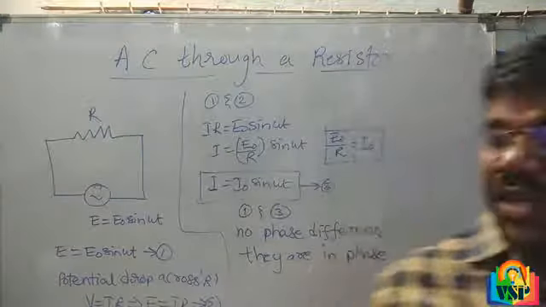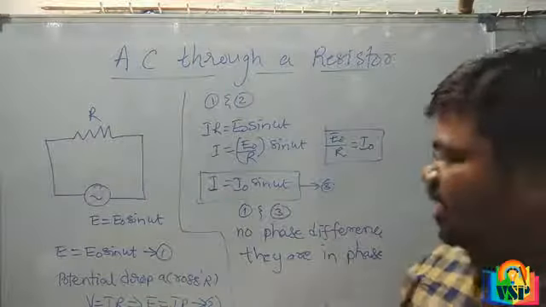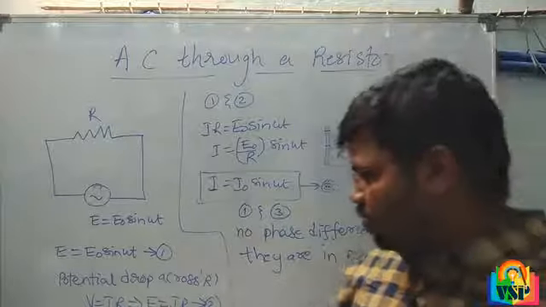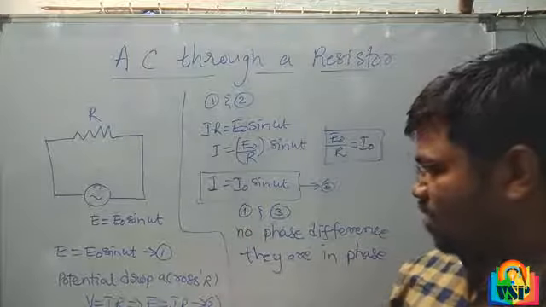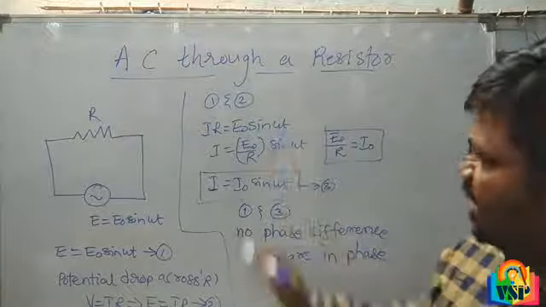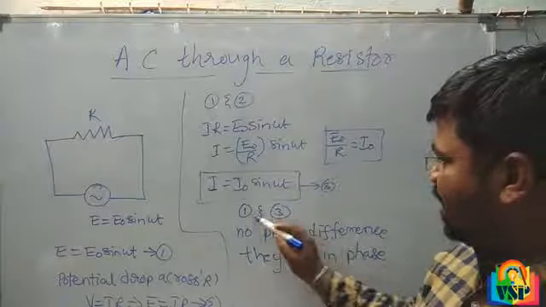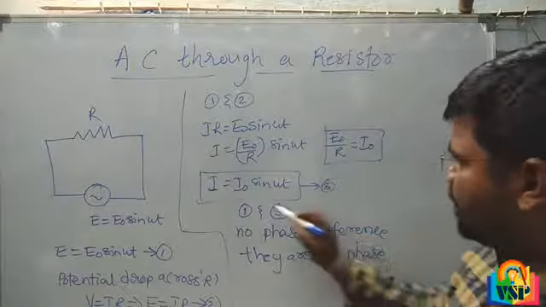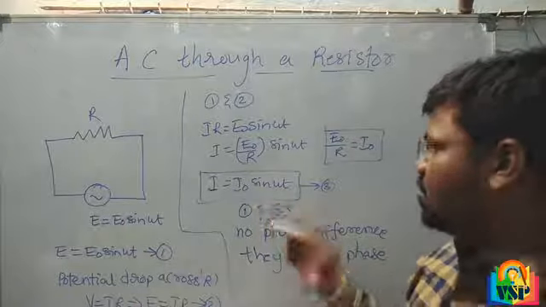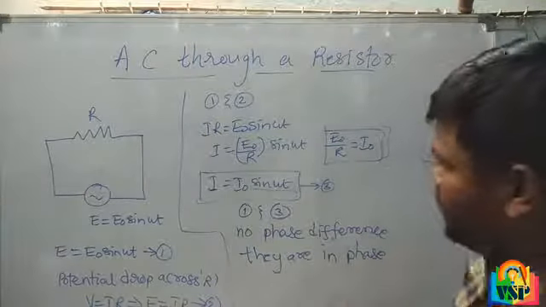See the circuit diagram. By using E is equal to E naught sin omega t, according to Ohm's law, the potential drop across the resistor gives E is equal to IR, that is equation 2. By comparing, we get I is equal to I naught sin omega t. Comparing 1 and 3, there is no phase difference because E is equal to E naught sin omega t and I is equal to I naught sin omega t. The function is the same.